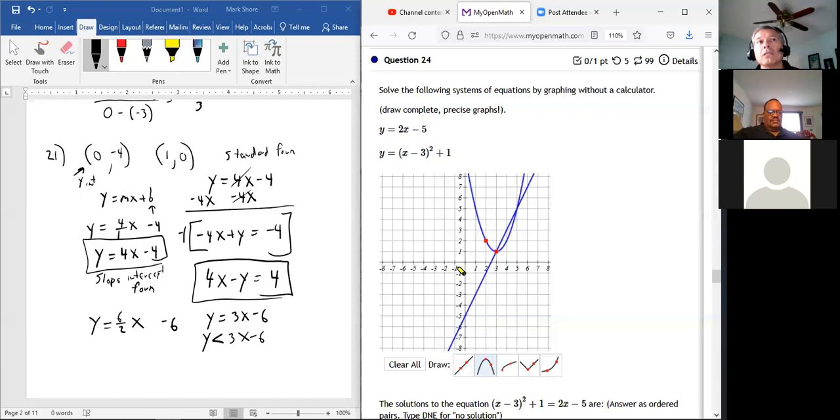The opposite of -3 is +3. So move it to the +3 and move it up 1. Boom, that gives you your vertex point. Then from that, since this is positive, you're going to go up 1.